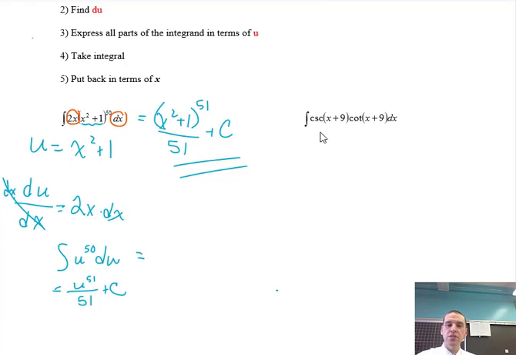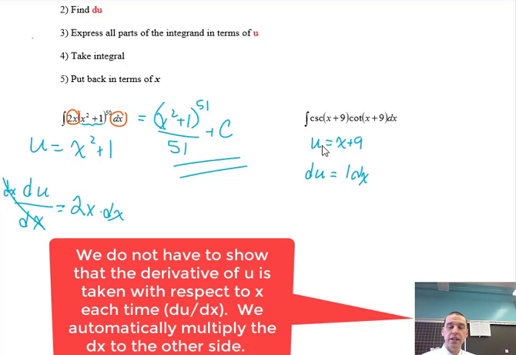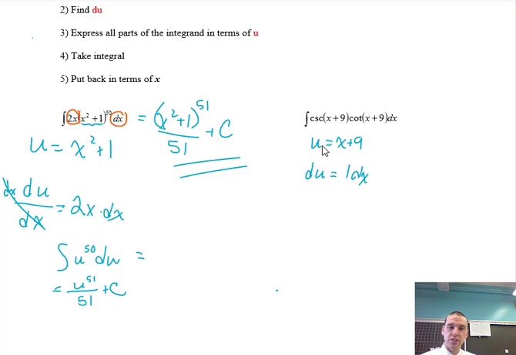We have to figure out what u is. U is usually what's in the parentheses, so we're going to let u equal x plus 9. Du equals 1 over dx, we can just put dx on this side. So you're going to get used to the fact that we're going to have du equaling something dx, or whatever variable we're taking the derivative with respect to. So now we can say that cosecant u, cotangent u, du.